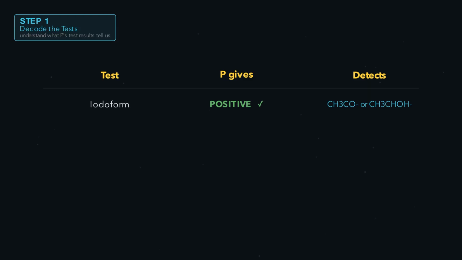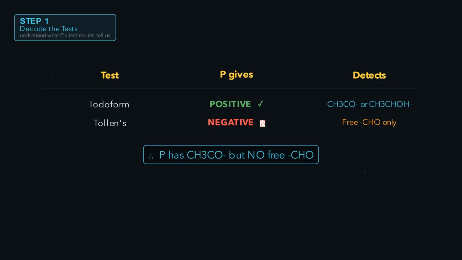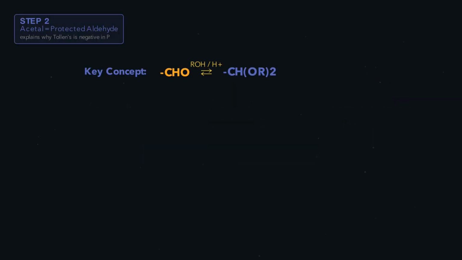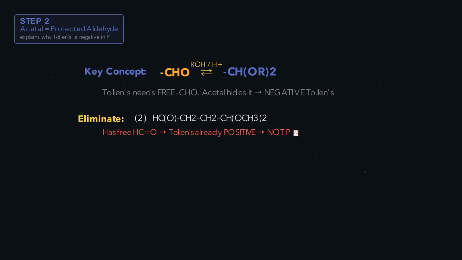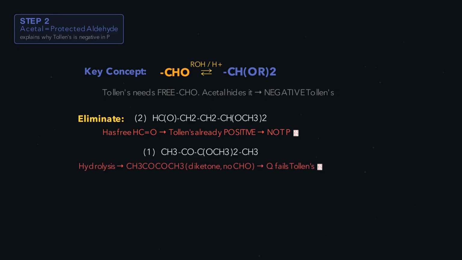P gives positive iodoform, which tells us it has a methyl ketone group. That carbon-carbon double bond with a methyl attached. But P fails Tollens test, meaning there's no free aldehyde present. So P hides its aldehyde somewhere. Now look at option 2. It has a free formyl group right at the start of the chain, so it would already give positive Tollens. That's eliminated. Option 1 gives butanedione on acid treatment, a diketone with no aldehyde. So, Q would still fail Tollens, also out.